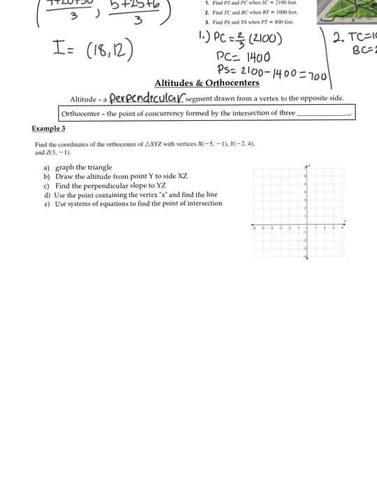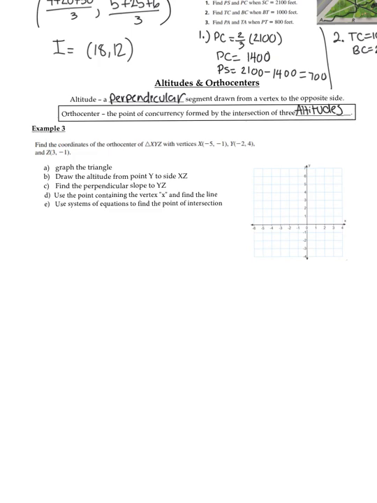The orthocenter is the point of concurrency formed by the intersection of 3 altitudes. To find the orthocenter, you are going to find 2 altitudes and see where they intersect. Remember, you only need 2, because if you know 2, then you know where the third one intersects, so there's no point in doing all 3.